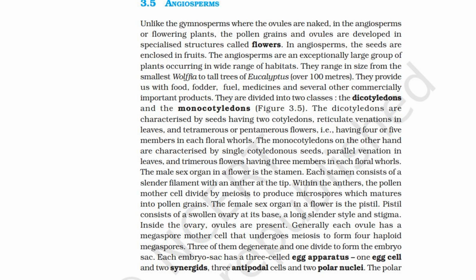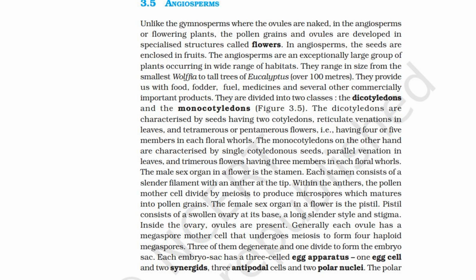The angiosperms are an exceptionally large group of plants occurring in a wide range of habitats. They range in size from the smallest Wolffia to tall trees of Eucalyptus over 100 meters. They provide us with food, fodder, fuel, medicines and several other commercially important products. They are divided into 2 classes, the dicotyledons and the monocotyledons.